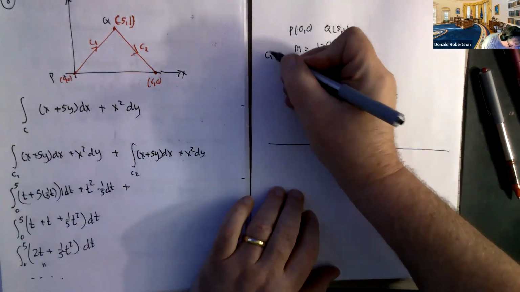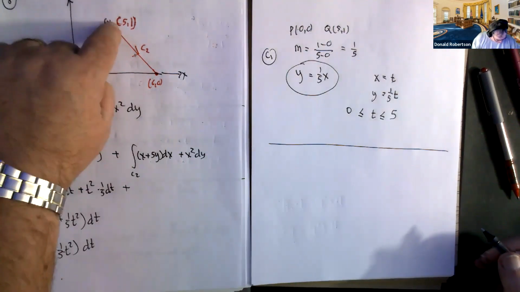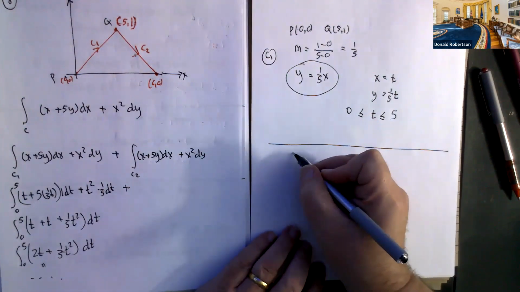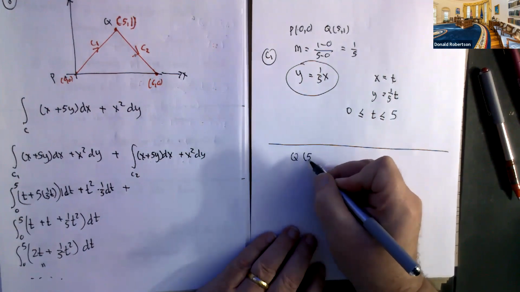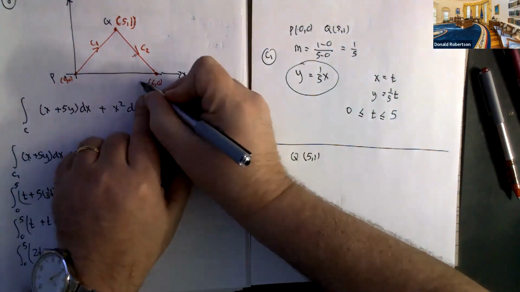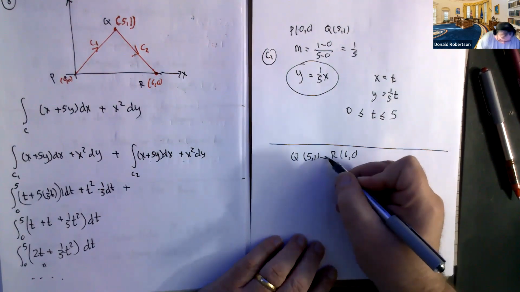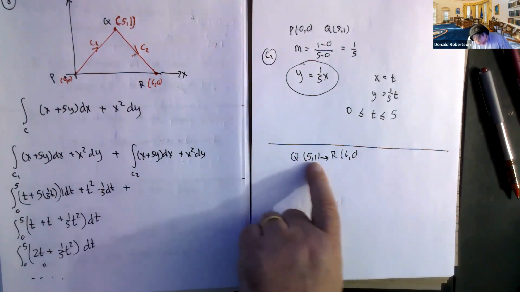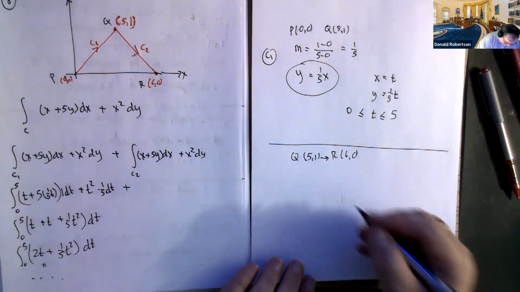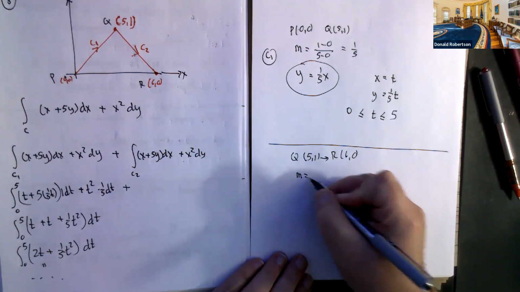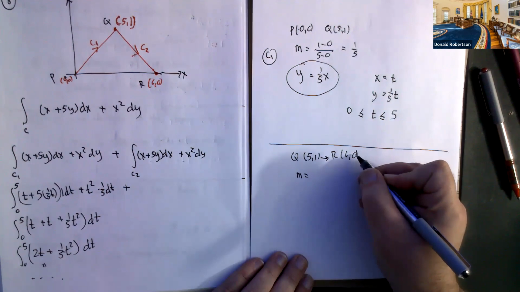So that's me doing C1. Let's move on to C2. And we've got a point Q, which is (5, 1), and let's call that guy R then. And R is (6, 0). And I want to go that way, so it's important that I realize he's first and he's second. And this time I think it is going to take a little bit more work.